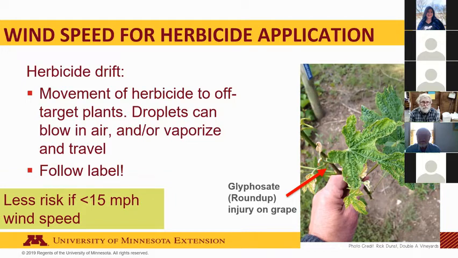So make sure you're following the labels when you're spraying, following those wind speeds, not spraying 2,4-D or dicamba in the vineyard, especially during the growing season when those vines are actively growing. And generally, you will have less risk if the wind speed is under 15 miles per hour.